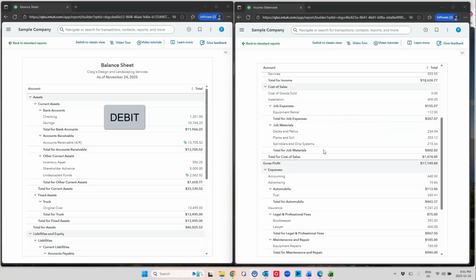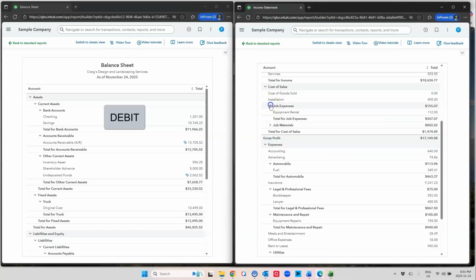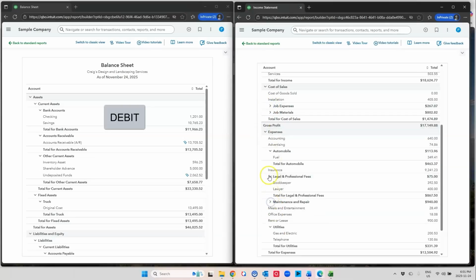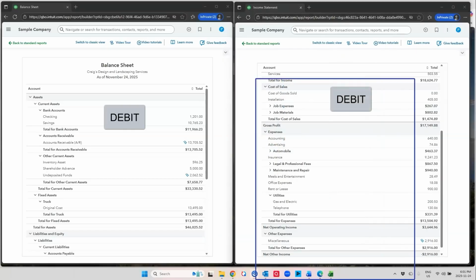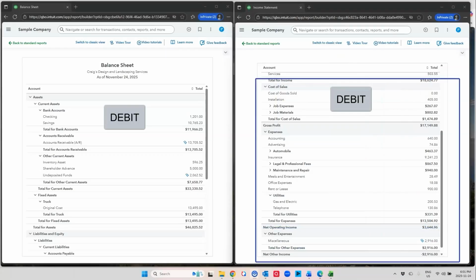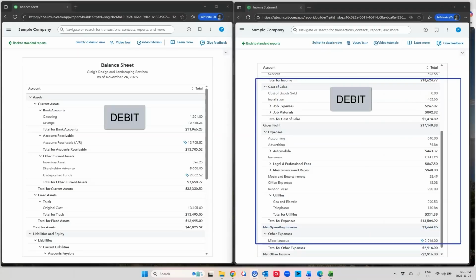Now we scroll down here and we have cost of sales and expenses. I'm just going to collapse them up a little bit so we can see them more clearly. These expenses are all debits. So anytime we're recording an expense, that is a debit entry. Let's think about that. We're taking money out of our bank, so we're reducing the amount of money we have in the bank, so we're crediting the bank in order to debit our expenses.